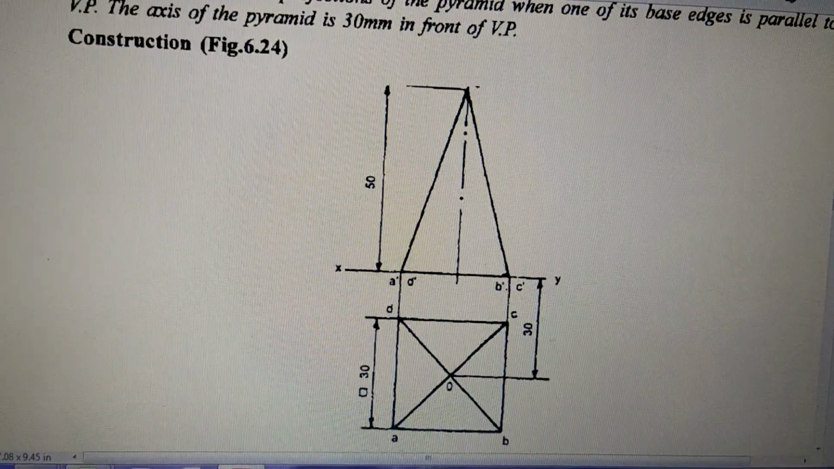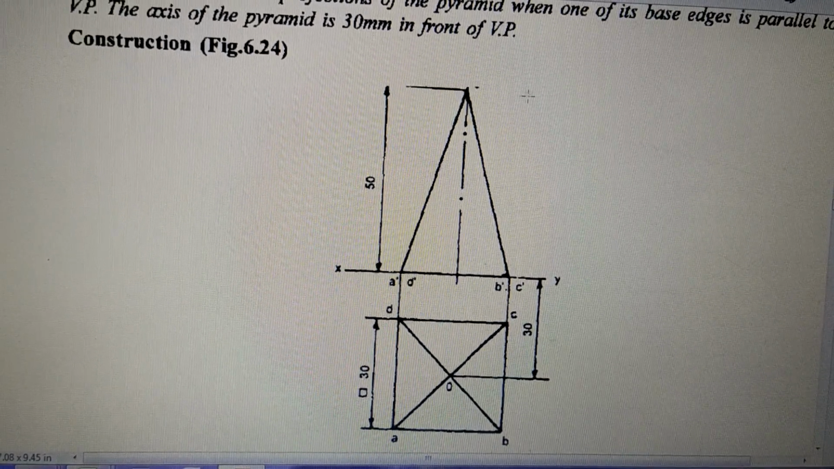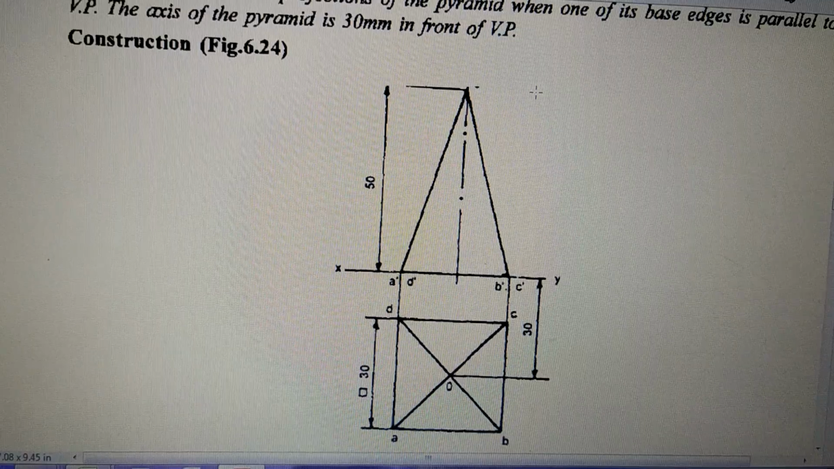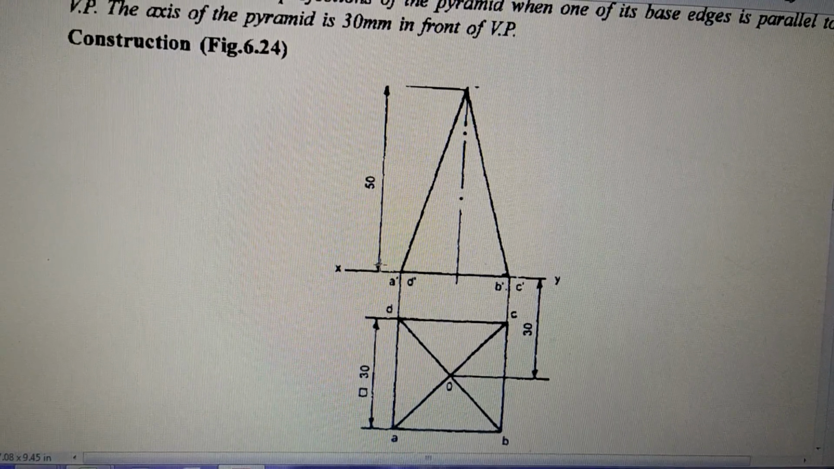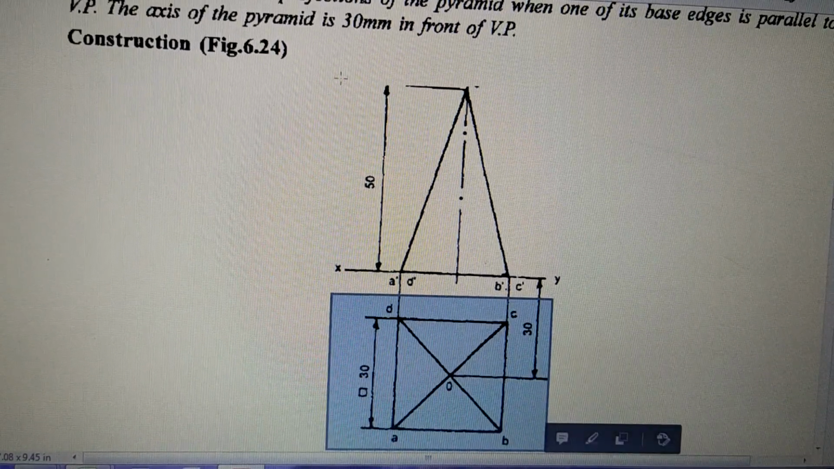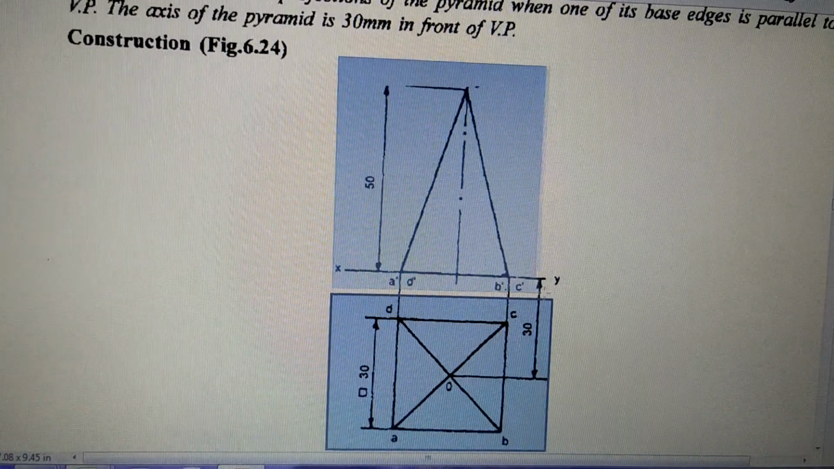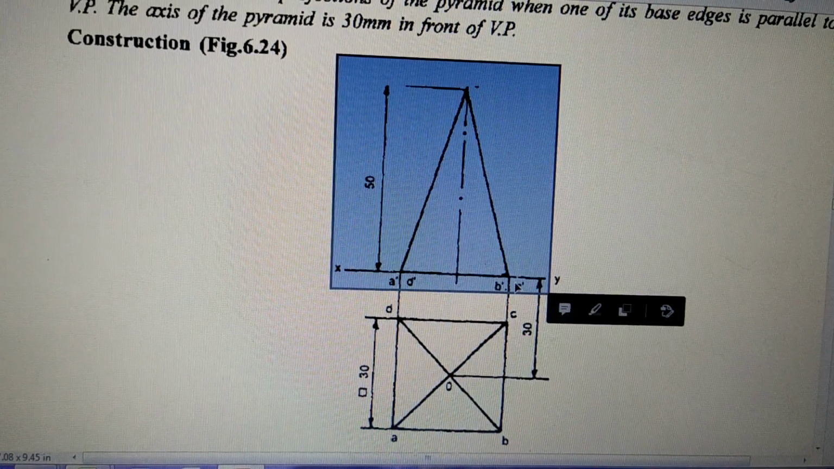Okay, now let us go to pyramids. Now we have seen prism, now let us go to pyramids. This is a square pyramid, and the description is written here. As per that description, the square shape is drawn here, and then the front view of the pyramid is drawn here. So therefore it has come as a triangle.